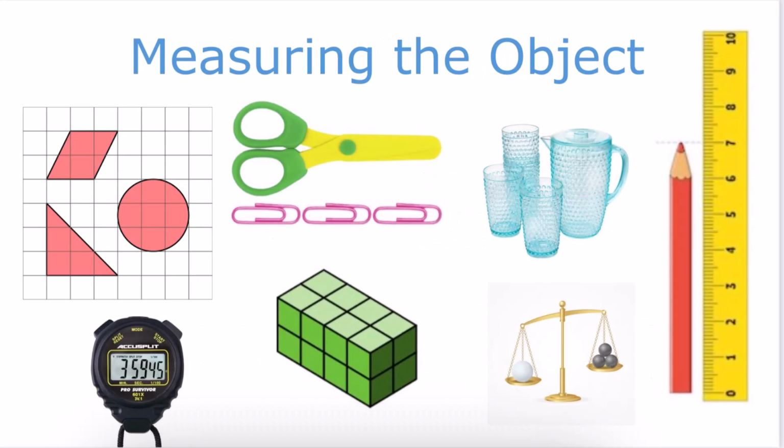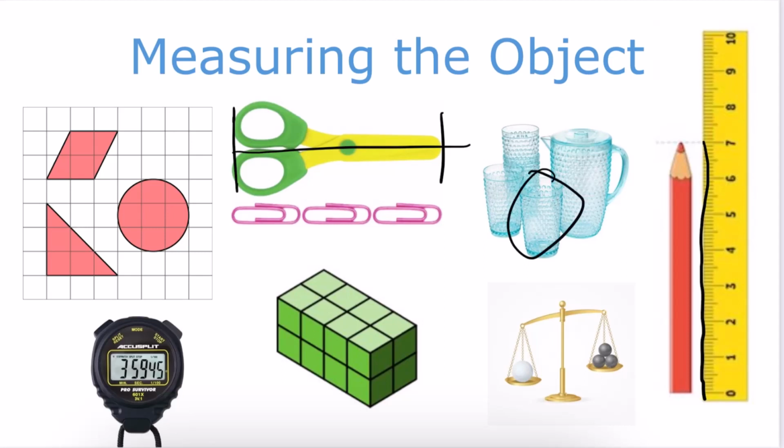And depending on what your units are, you will use different tools to measure the object. So if you are measuring the linear distance, you might use a ruler to measure the length of this pencil, or you could use non-standard units to measure the length of these scissors and say that those scissors are 3 paper clips long. But it's still a linear measurement because you're measuring the length of that object. If you're measuring the capacity of something, you might use cups and figure out how many cups it takes to fill up your water bottle.